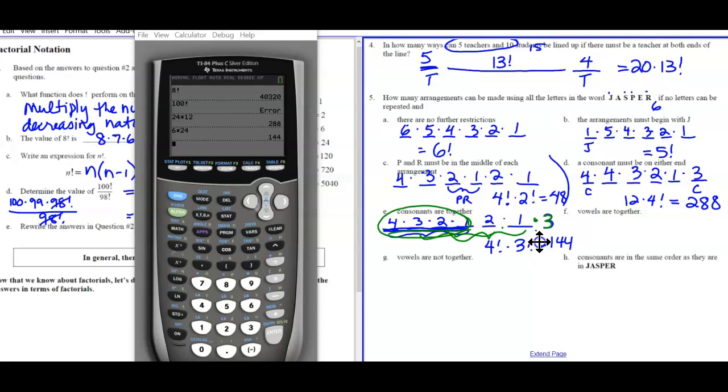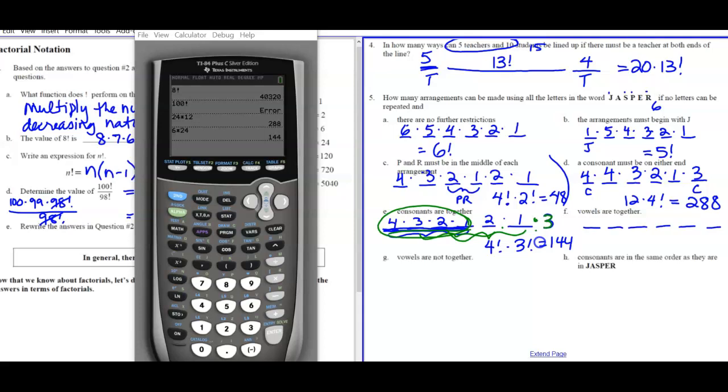If it's E, A, they could go at the beginning, then there, or at the there. So for each of these, A, E and E, A, right, there's 3 places to put it. So that's where the 3 comes from. So, very similar to that one, 1, 2, 3, 4, 5, 6, is vowels have to be together.